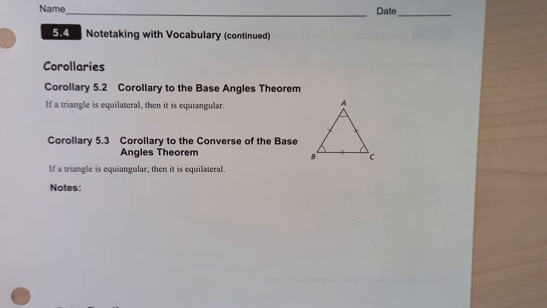And then the converse corollary to the base angles theorem: if you have all three angles of a triangle congruent, that means it's equiangular, then all three sides of the triangle are congruent.